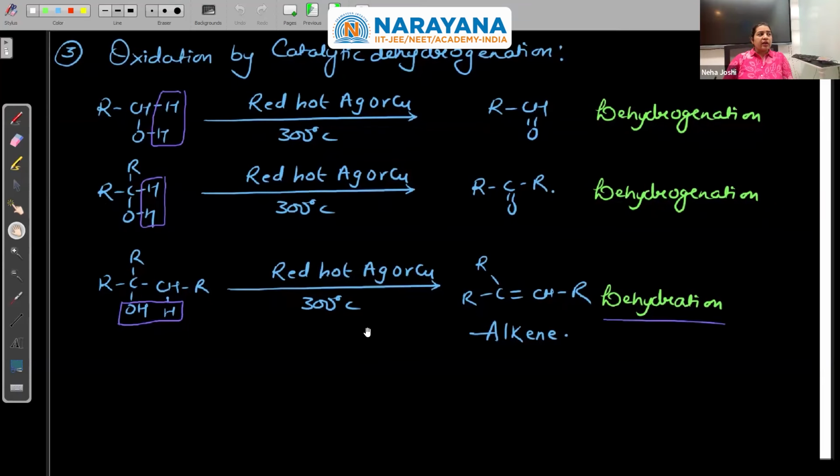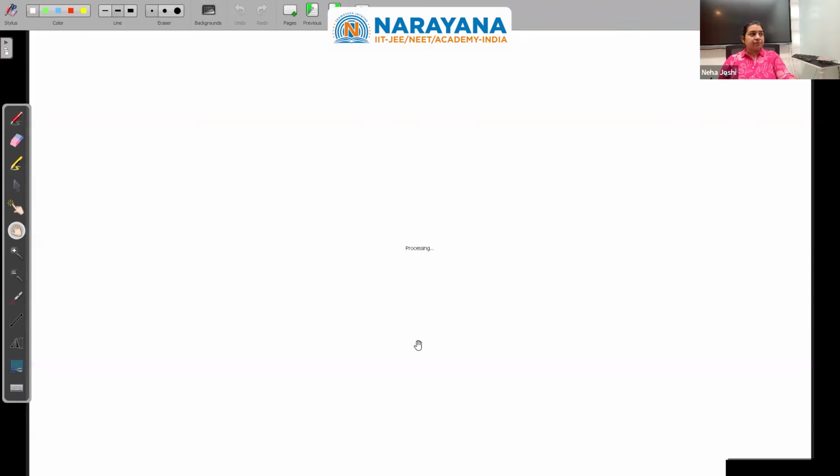Oxidation by catalytic dehydrogenation, removal of hydrogen. So if it is a 1 degree alcohol, you will have aldehyde. If it is a 2 degree alcohol, you have ketone. If it is a 3 degree alcohol, no oxidation. This metal is doing nothing. Due to high temperature, we are having dehydration. These metals are of no use in 3 degree alcohol. It is the high temperature which is causing dehydration. Absolutely clear. Very important point.